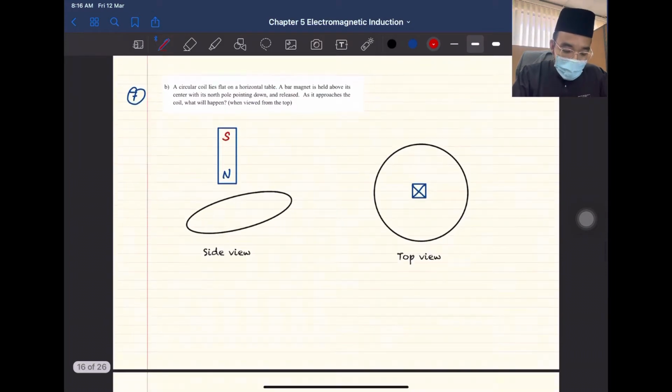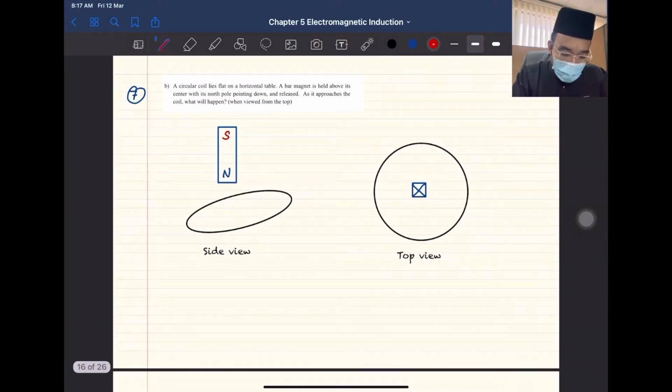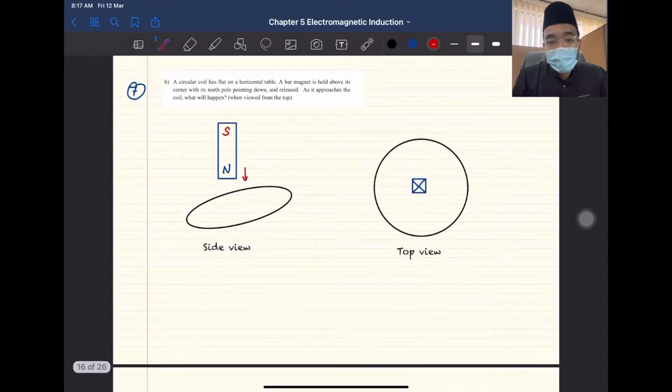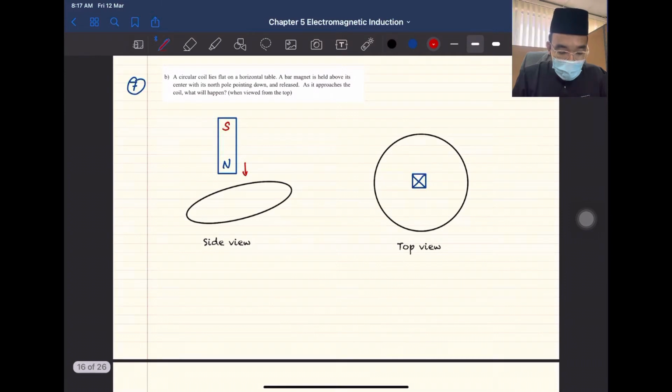A circular coil lies flat on a horizontal table. A bar magnet is held above its center with north pole pointing down and released. So initially it is up here and then it's being released. As it approaches the coil, what will happen when viewed from the top? Actually this question asks you to explain, but if you look at the answer, they just simply want you to determine the direction of current. But I'm going to explain it as well.